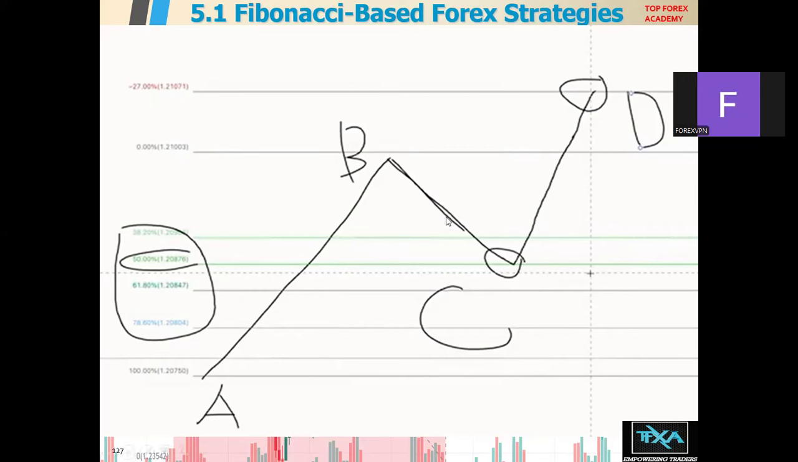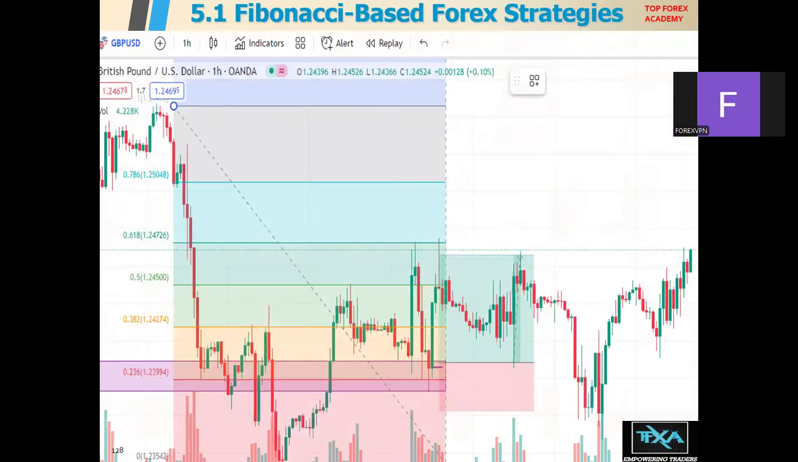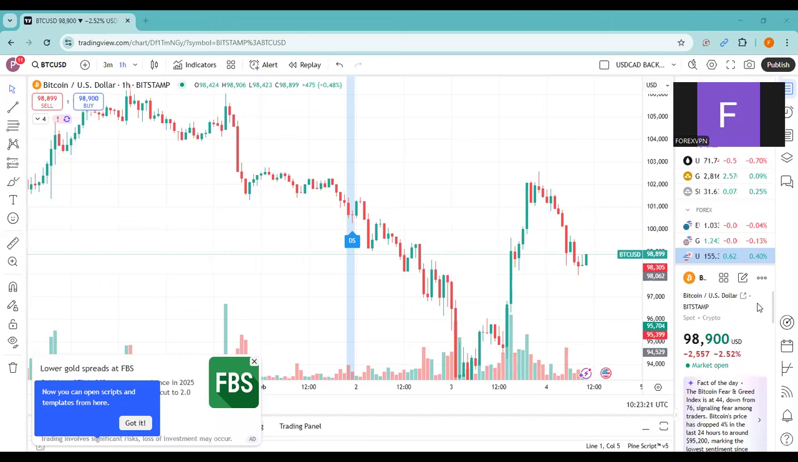Okay, you can see how the Fibonacci plays out. Also, in the British pound and the US dollar, we can see that our Fibonacci retracement levels are being applied as a strategy for entry points. Let's see how to typically apply these Fibonacci retracements on the TradingView charts. We're going to be using Bitcoin as an example.